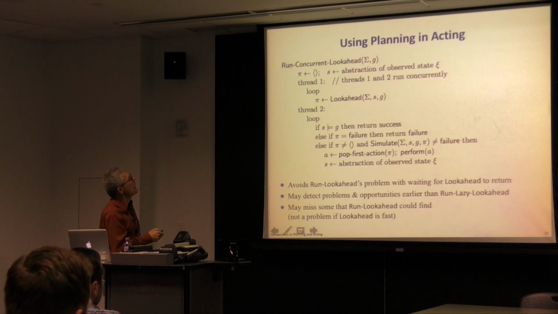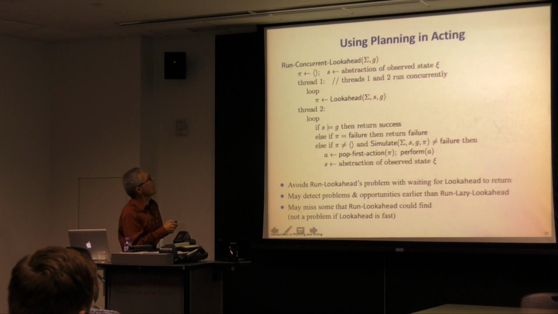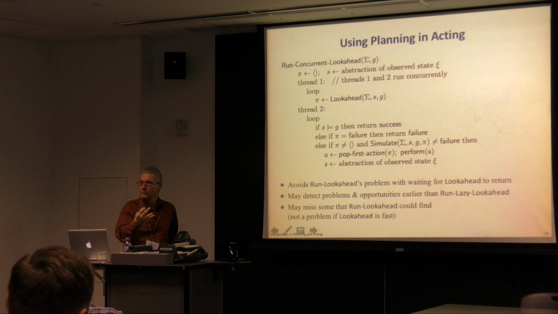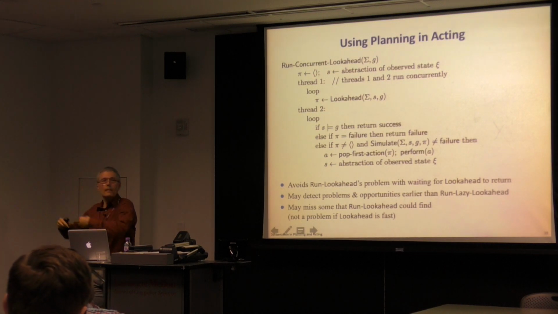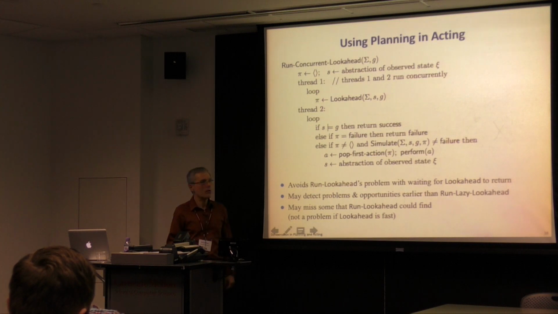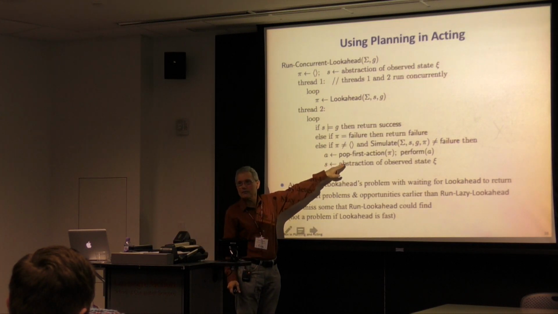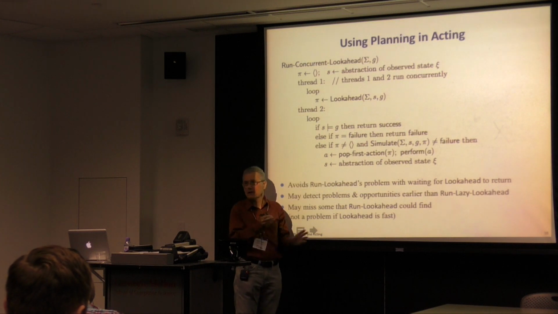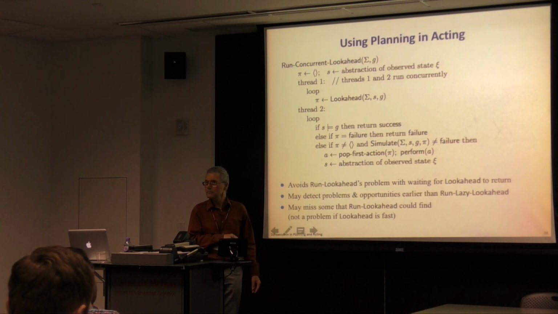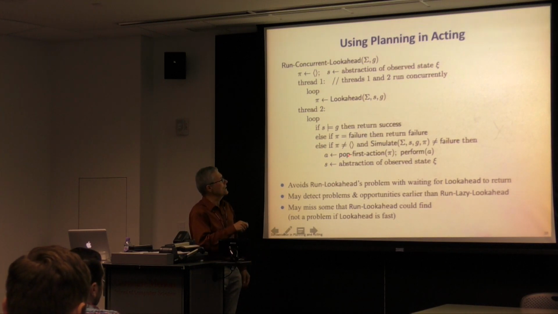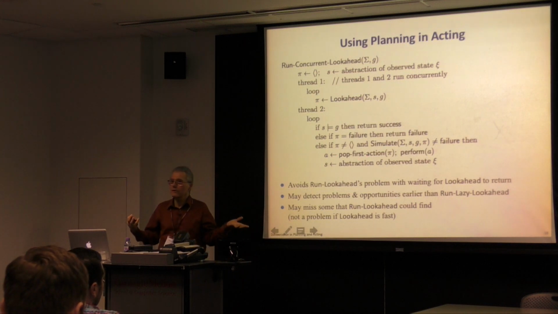Run concurrent look ahead. It runs the look-ahead planner and the plan executor in parallel with each other. So here we go through a loop where we're simply calling the look-ahead algorithm again and again. We take whatever the current plan is from our latest call to the look-ahead planner that has returned. We pop the first action off of that and we perform it. And then we go ahead and look for the first action again in whatever the current plan is.